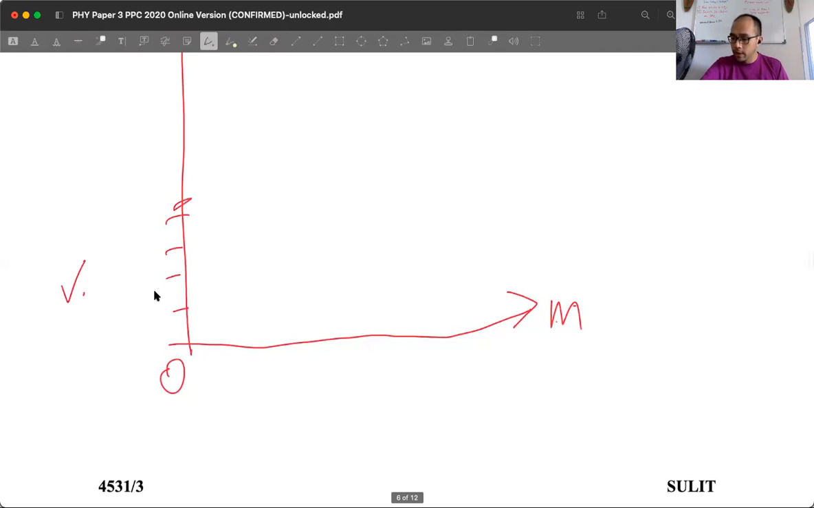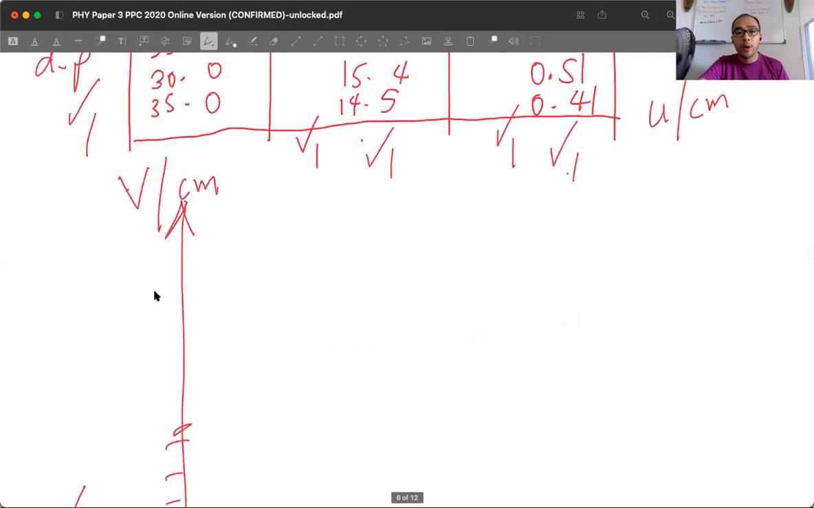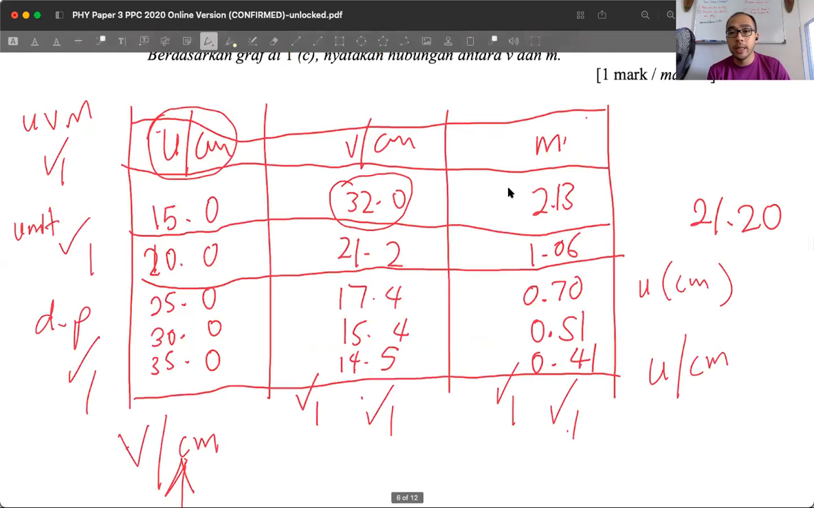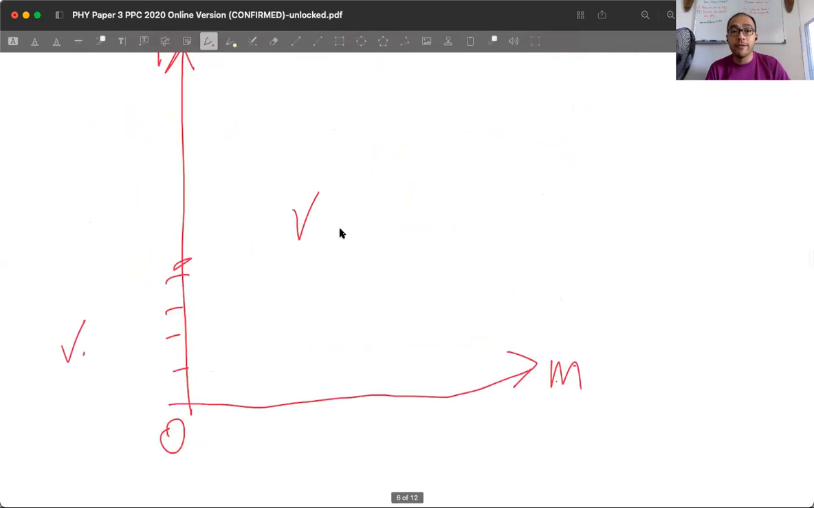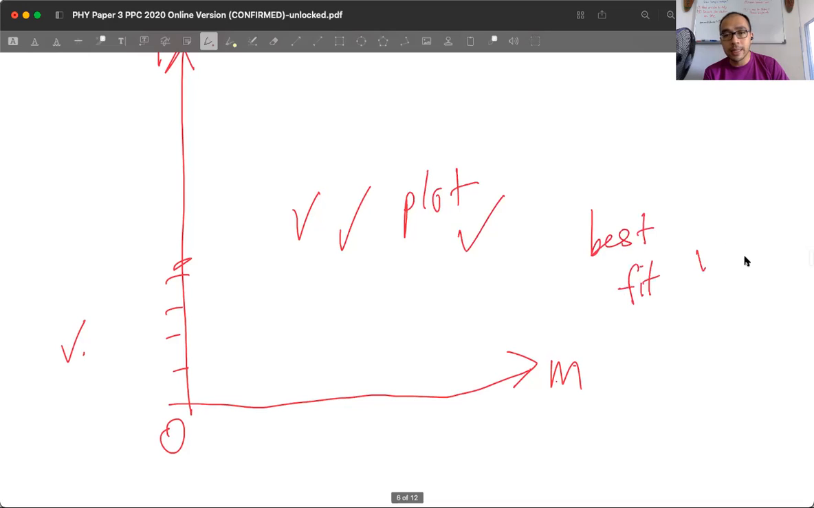The fourth tick, okay, the fourth tick is all 5 points are correctly plotted. Ini plot dengan betul. Actually, you know what? Not just the fourth tick, the fourth and the fifth tick. Kalau semua plot dengan betul, you'll get 2 ticks. If one of it is wrong, then you get 1 tick. So 1, 2, 3, 4, 5. 6 is best fit. A line of best fit is the 6 tick.